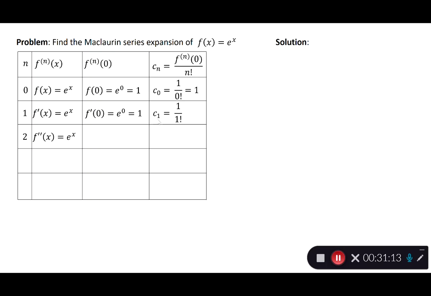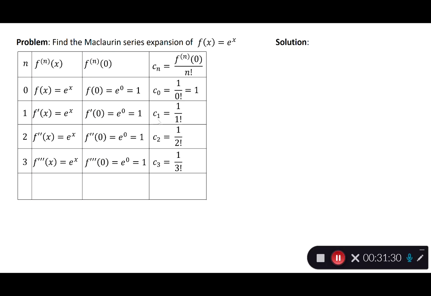Cool. F double prime of x is e to the x. F double prime of 0 is 1. C2 is 1 over 2 factorial. F triple prime is e to the x. This thing is 1 over 3 factorial.